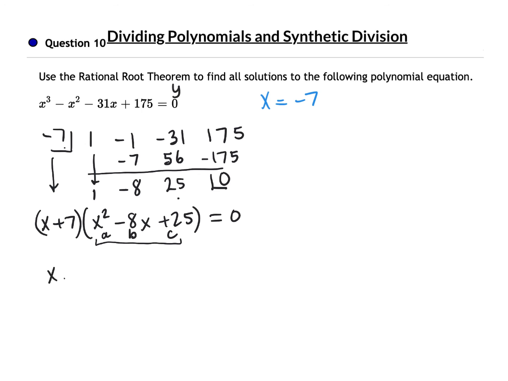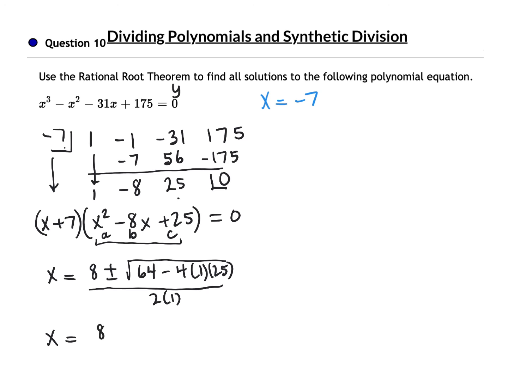So we're going to take our A and our B and our C. We'll put it in the quadratic formula. The opposite of B is 8 plus or minus the square root of B squared. Notice it's negative 8 squared, negative 8 times negative 8. I always get students that say negative 64, but that's wrong. It's positive. Minus 4 times A times C all over 2 times A. X equals 8 plus or minus the square root of 64 minus 100.